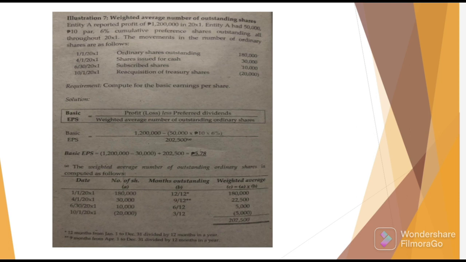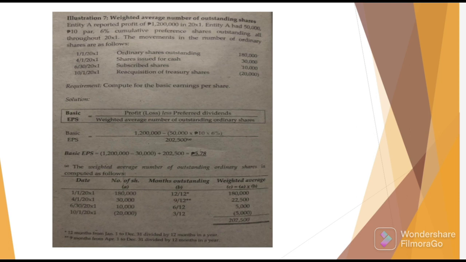Tapos, yung October 1, 2021 naman, may loss na 20,000 yung number of shares. So, yung number of shares, 20,000 loss times 3 months kasi October siya, then divide sa 12 months in a year. Ang makukuha natin is 5,000 loss. So, nakuha na natin lahat ng value ng months outstanding dun sa ordinary share.